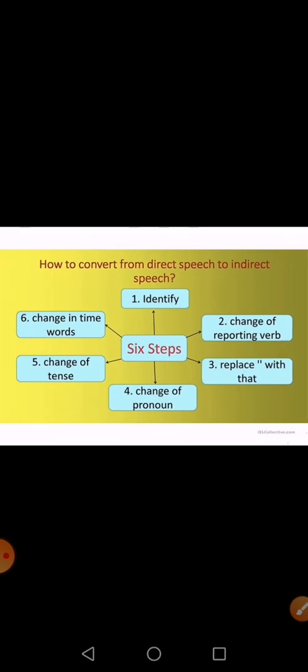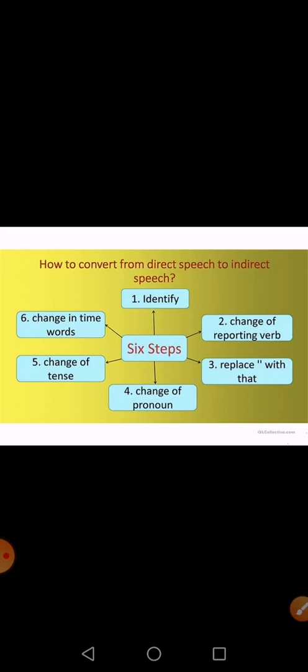Now come to the third step. Third step is replace inverted commas with that. When you are converting direct speech, which contains inverted commas around the words spoken by the speaker, then in the indirect speech those inverted commas would be replaced with the word that, T-H-A-T, if it is a statement. But if it is a question, then you will replace these inverted commas with if or whether.